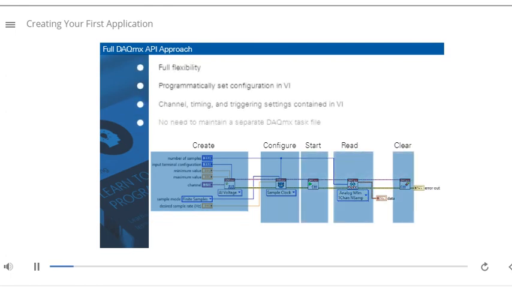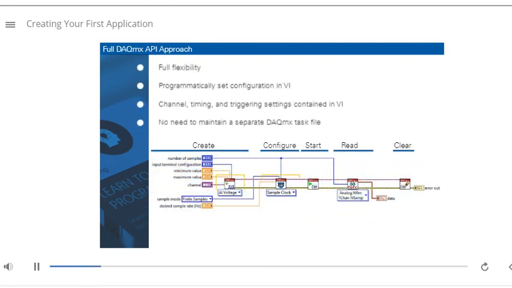On the other hand, if you use the full DAQ API approach, you use DAQ nodes on the diagram to configure channel, timing, and triggering settings. You no longer need a separate DAQ task object. Instead, you can programmatically configure the settings in the VI. In this example, the user can configure settings such as the channel, measurement range, sample rate, and number of samples to read, all from controls on the VI front panel. As you get more comfortable programming in LabVIEW and need more flexibility, you should always use the DAQ API.